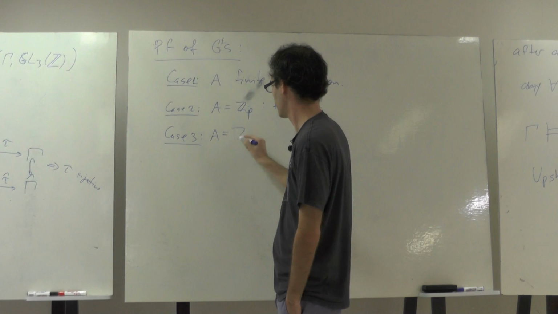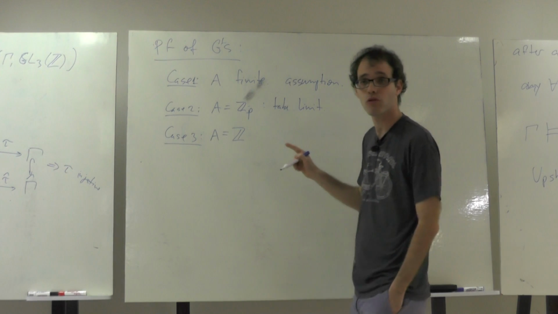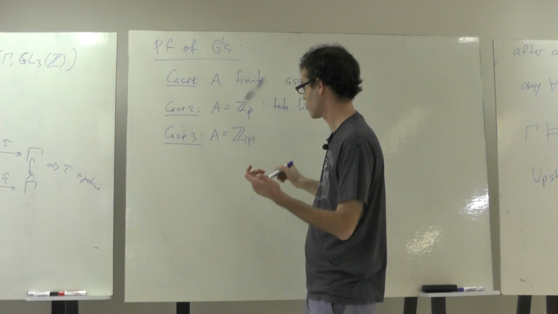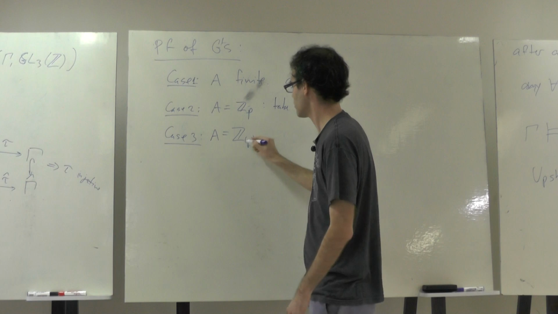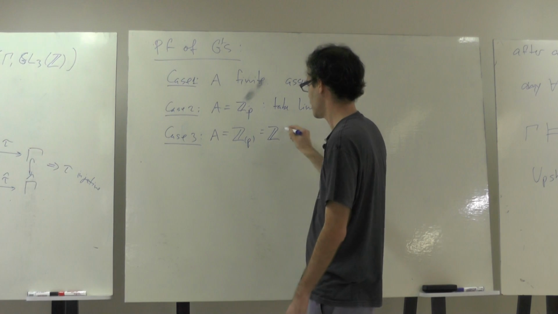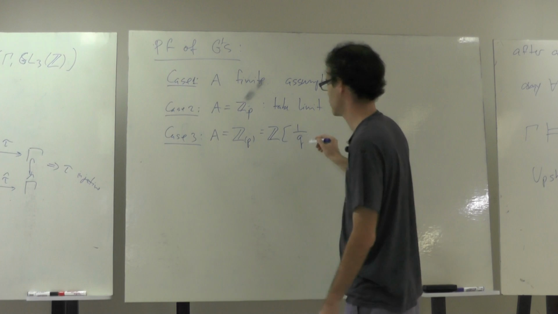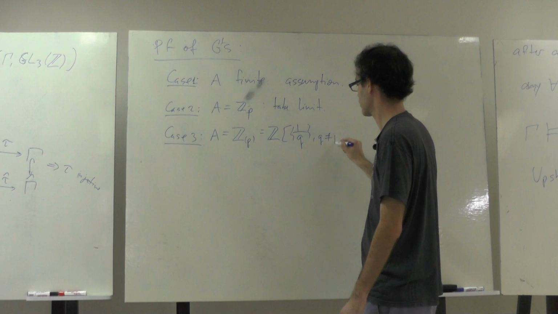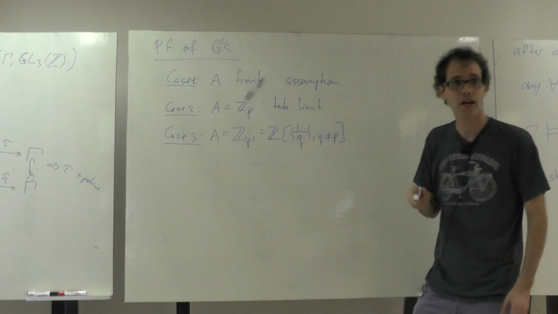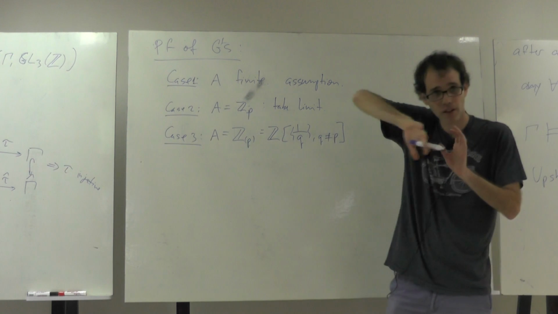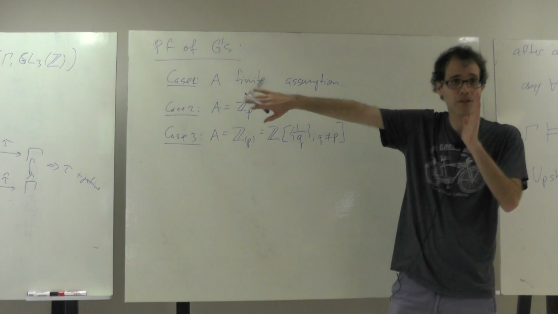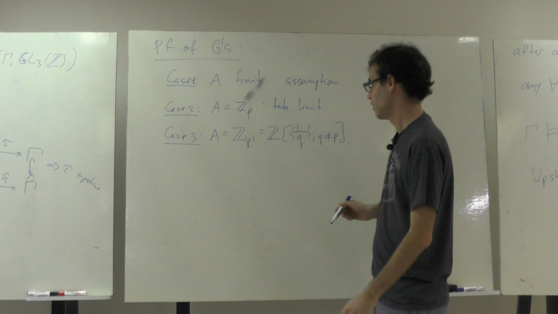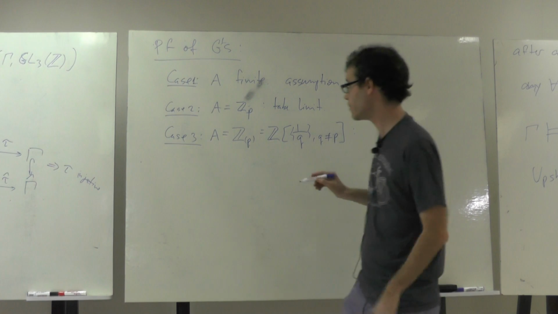So listen up. I claim that now this is true for the localization of Z outside p. So I take Z and add 1 over q for every prime q except p. Okay, I localize, this is not a finitely generated ring. I take the localization at everything but p. Okay, and the proof goes as follows.